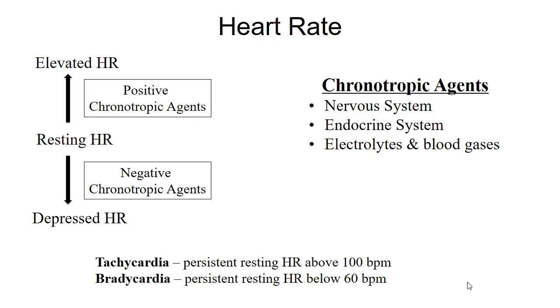So here, positive chronotropic agents, negative chronotropic agents. Primarily, we're going to talk about the nervous system, but there can be effects from the endocrine system, and also electrolytes and blood gases can influence the heart rate as well. So a few terms: a persistent resting heart rate above, say, 100 beats per minute is tachycardia. So anytime you see the prefix tachy, think of elevated, faster, and then brady is slowed down. That's a resting heart rate below 60 beats.